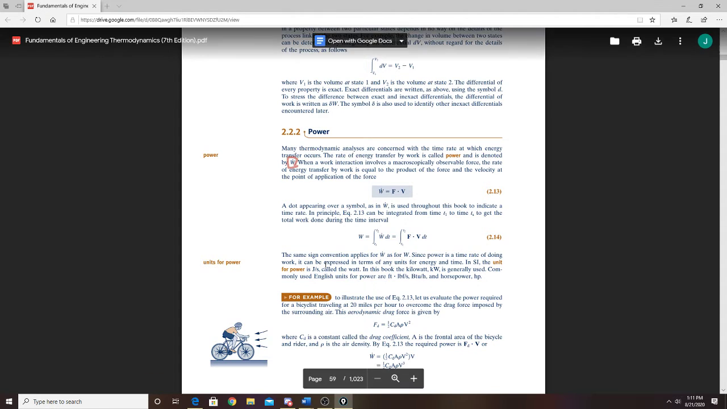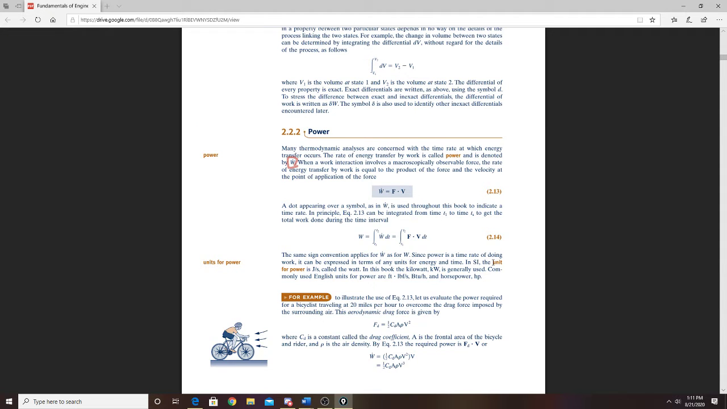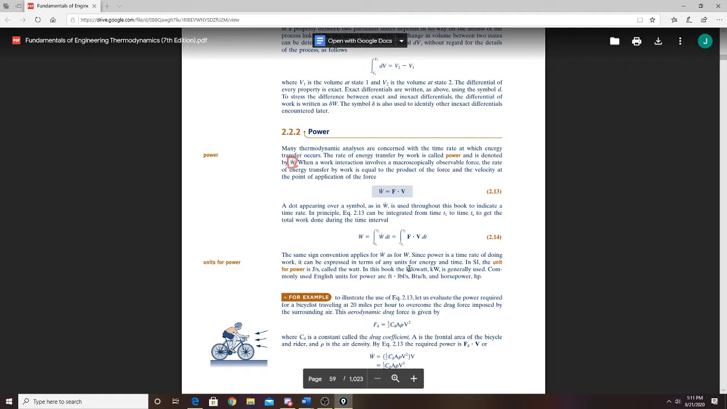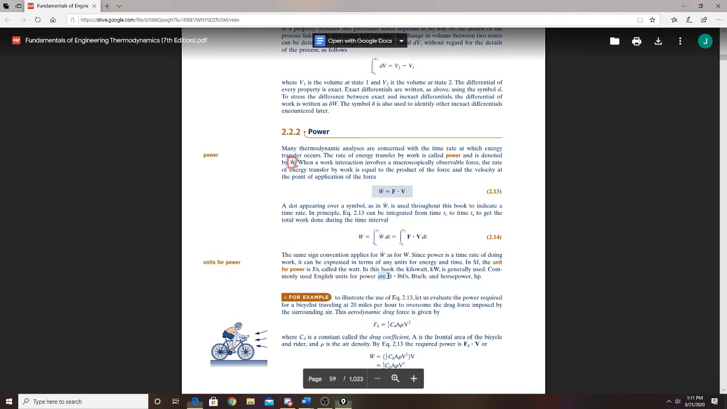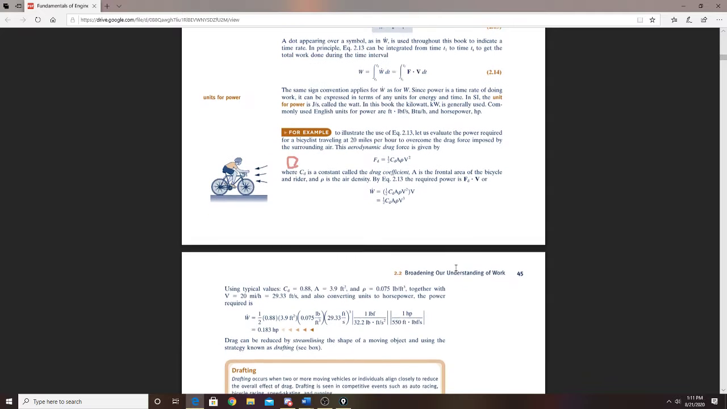And then it says the same sign convention applies for W dot as W. Since power is a time rate of doing work, it is expressed in terms of any units for energy and time. In SI, the unit for power is a joule per second, which is a watt, or a kilojoule per second, kilowatt. And then English units for power are foot-pound force per second, or BTUs per hour, or horsepower. English units are kind of messy like that, but that's the way it goes.